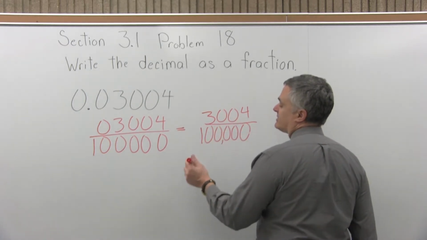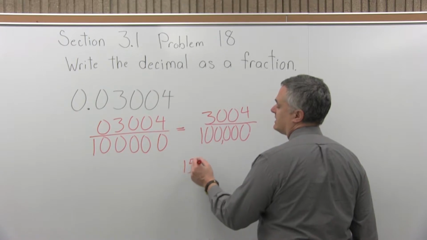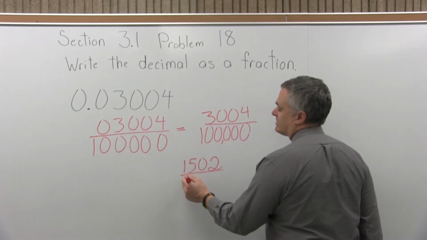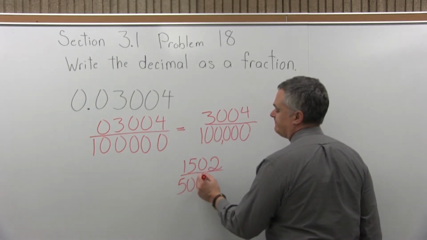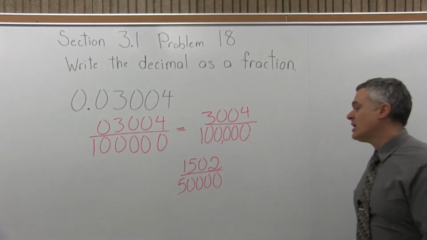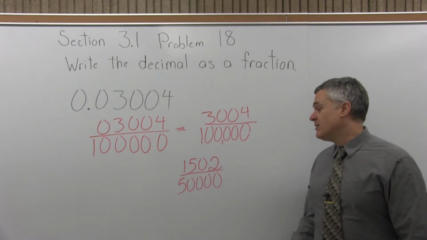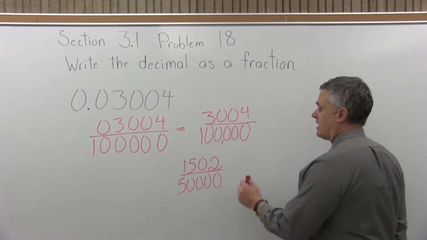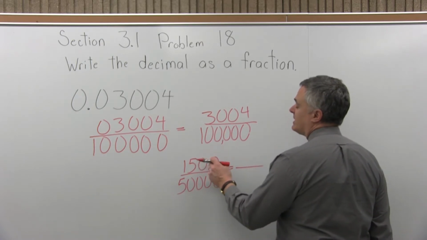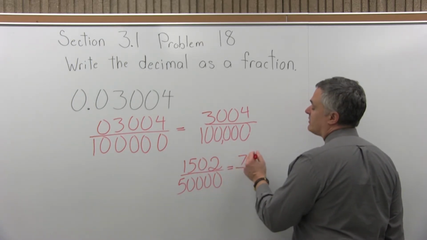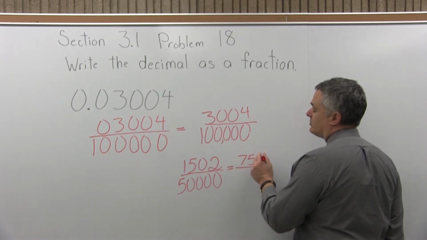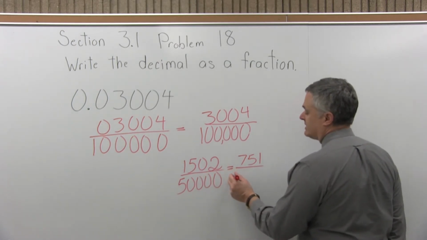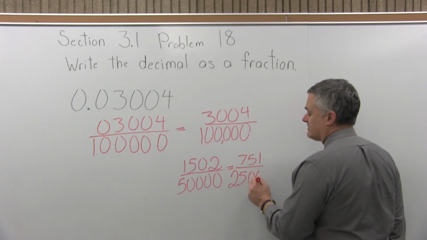So half of 3004, well, half of 3,000 is 1,500, so because of the 4 it will be 1,502. Half of 100,000 is 50,000. So I have 1,502 over 50,000. Now, they're both still even, so I can reduce at least by 2. So, half of 1,500 is 750, but because of the 2, half of 1,502 will be 751. And then half of 50,000 is 25,000.